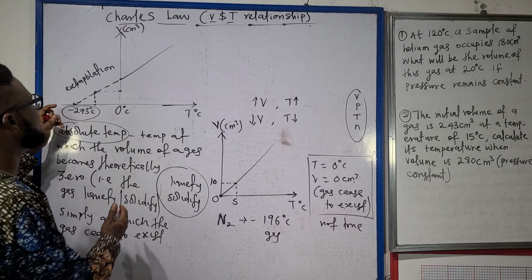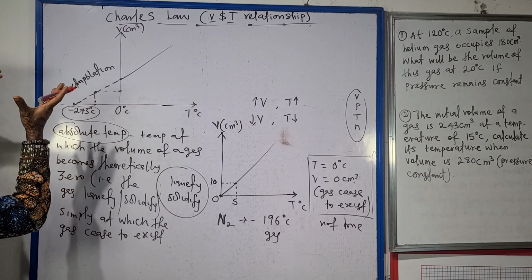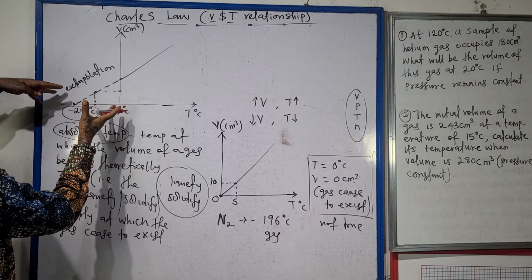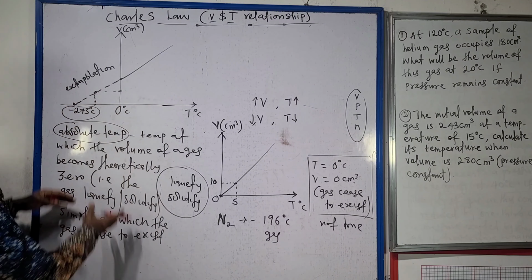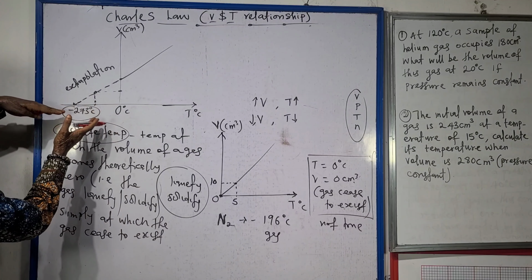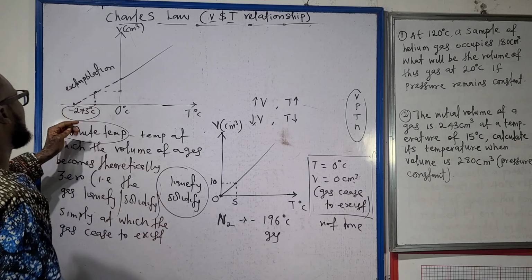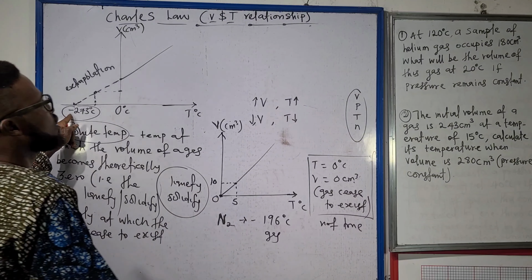So how can we make this graph, which is the graph of Charles' law, talk about absolute temperature? How can we make this minus 273, for example, become zero?